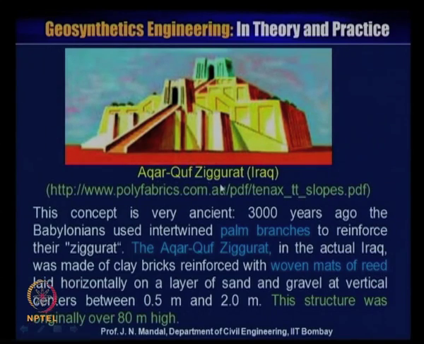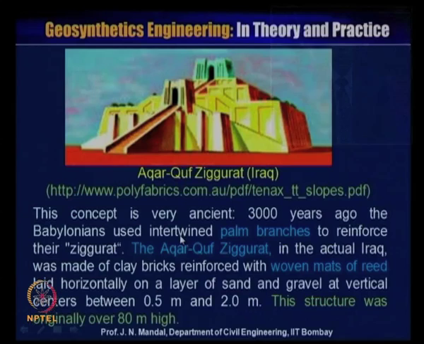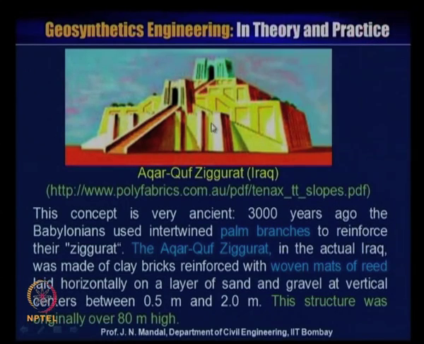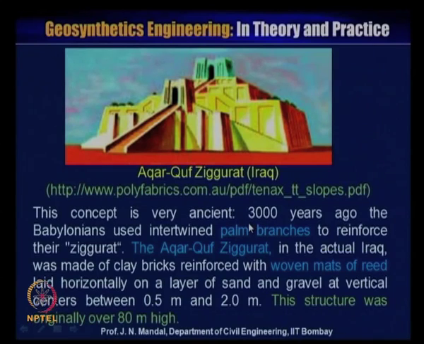This is another structure, Agar Quf Ziggurat in Iraq. The concept is very ancient. 3000 years ago, the Babylonians used intertwined plum branches to reinforce their ziggurat. The Aqar Quf ziggurat in present-day Iraq was made of clay brick reinforced with woven mats of reeds laid horizontally on a layer of sand and gravel at vertical spacing between 0.5 meter and 2 meter. This structure was originally over 80 meter in height. You can see this old structure, constructed 3000 years ago, was about 80 meter high.